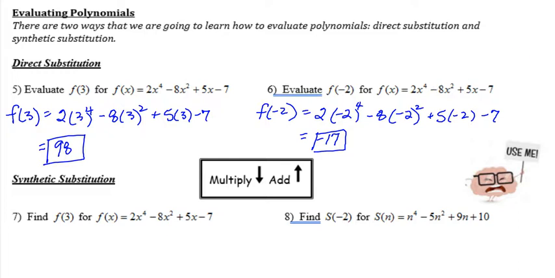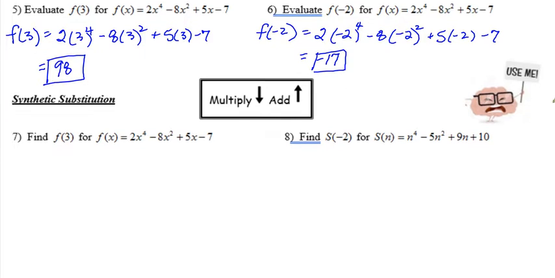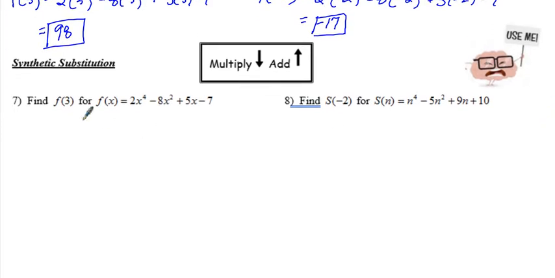Now we're going to try something called synthetic substitution, which is sometimes quicker and easier for evaluating these. Let's look at f of 3 for this function. I want you to draw this little L-shaped half box, half rectangle, and put the coefficients of every term in order. And if you're missing a term in the order, I want you to put a placeholder 0. Let me show you what I mean by that.